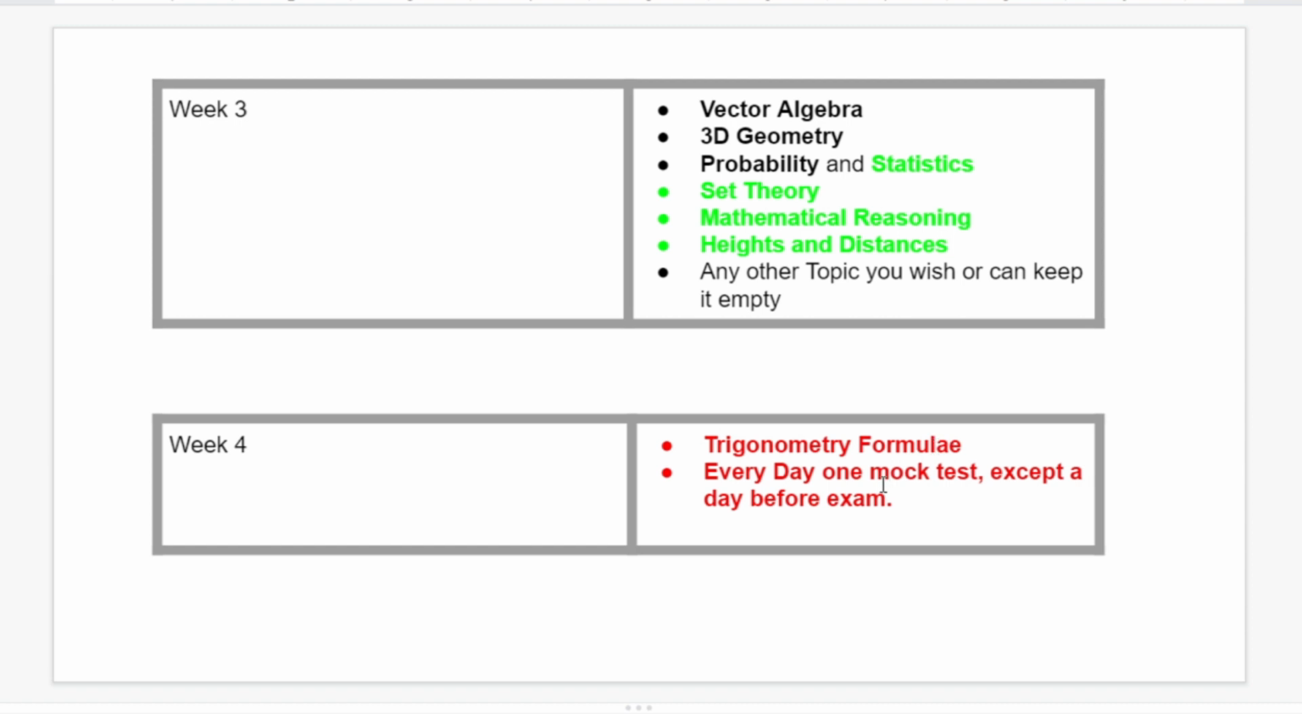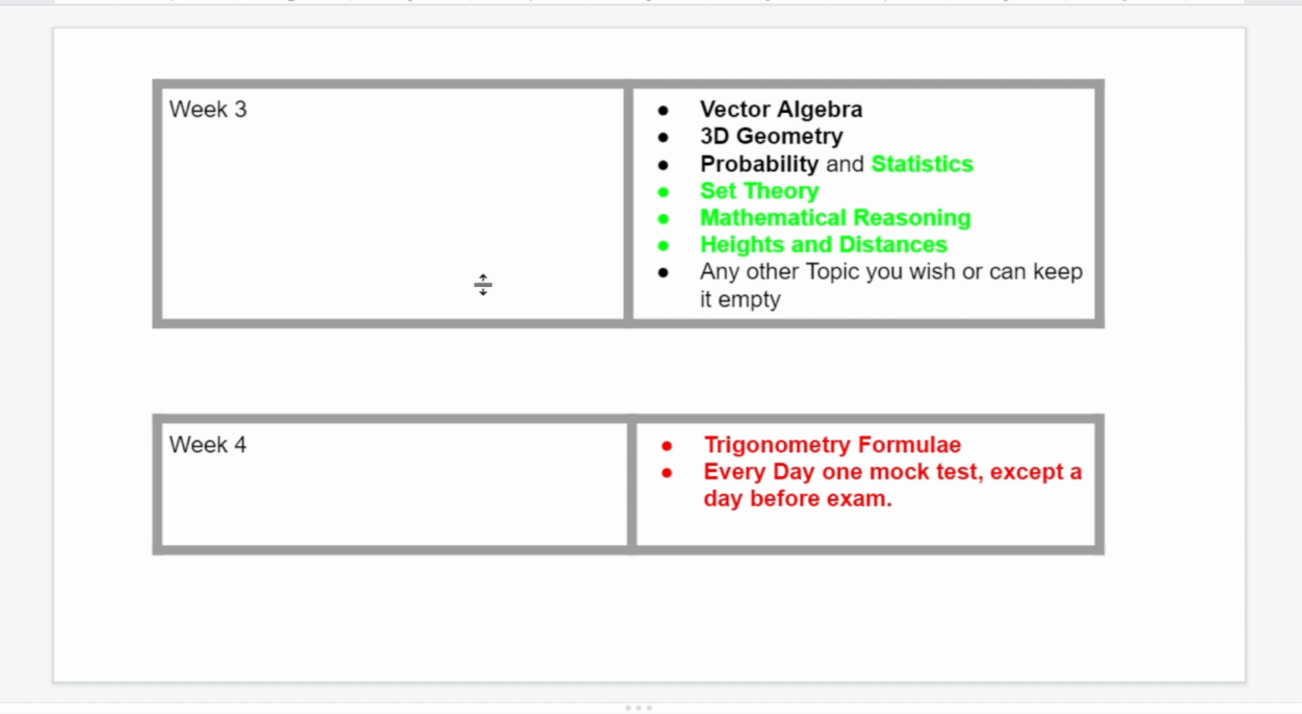For week 4, only 2-3 days will be left for your exam. For some it will be 5 days, depending on your shift, and in those days I prefer you do one mock test every day except the day before the examination, because I don't want you to get exhausted. So avoid taking a mock test within at least 24 hours before the examination. That's my recommendation to you all. And also, if you are desperate to do any topic, then I prefer you just revise trigonometry formulae.